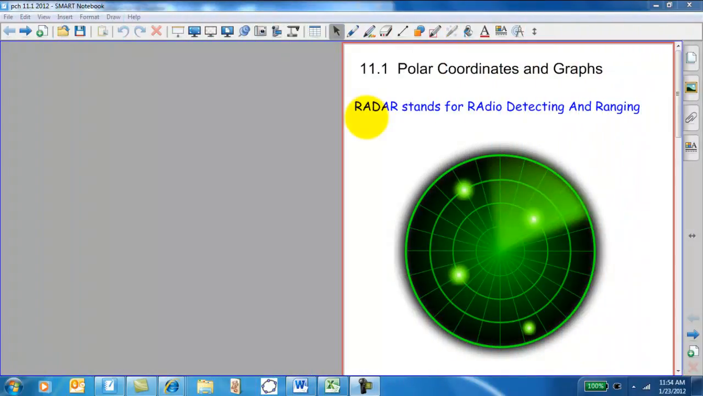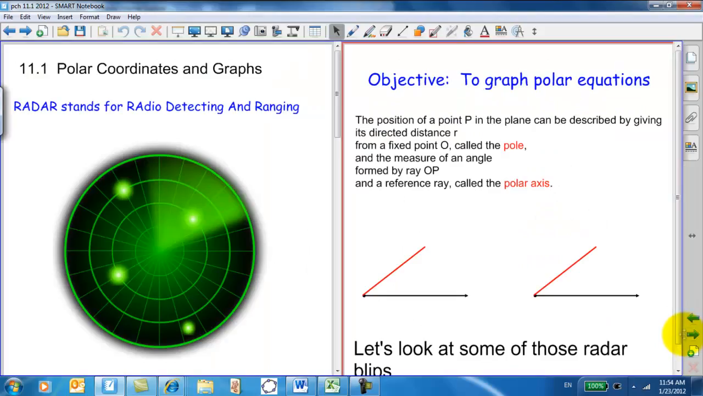Hello, pre-calc honors students. Here we are with 11.1, polar coordinates and graphs. Here's one of the applications of polar coordinates. Radar stands for radio detecting and ranging. And we'll look back at this in a second. But here's our objective, to graph polar equations. So first we've got to think about points in polar.